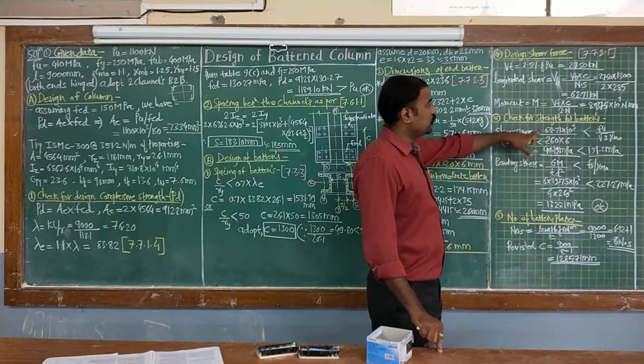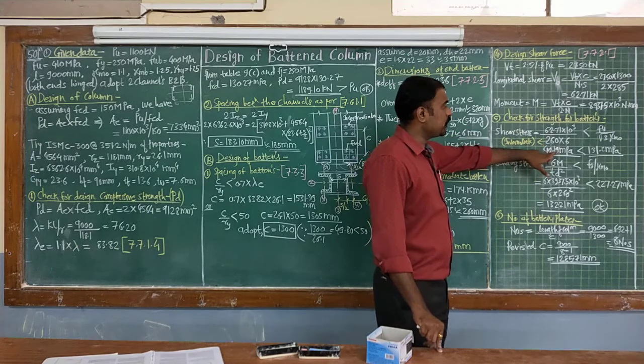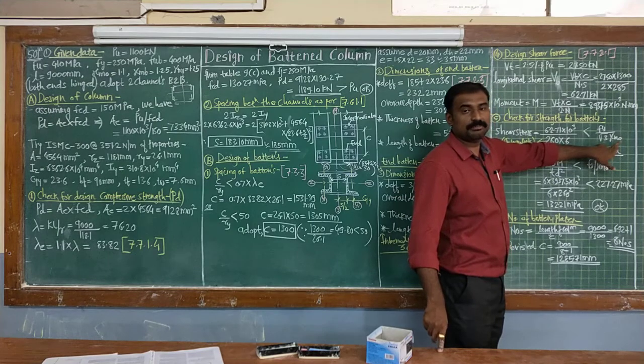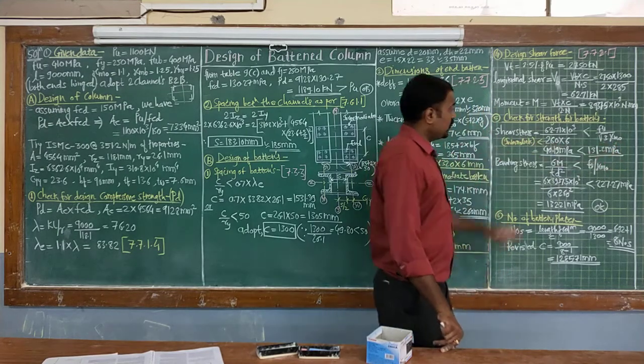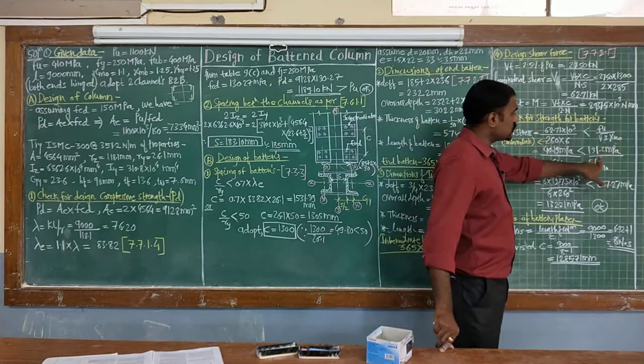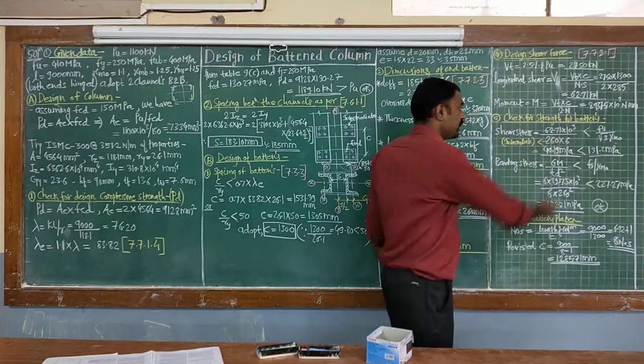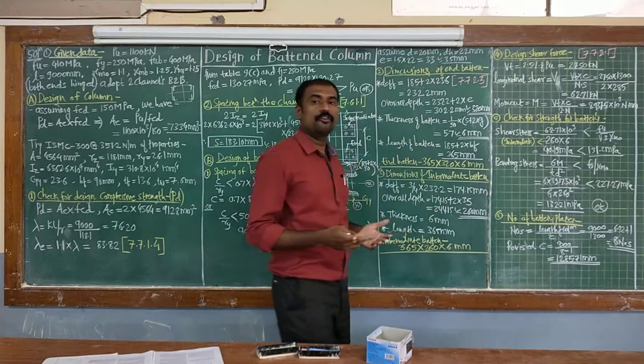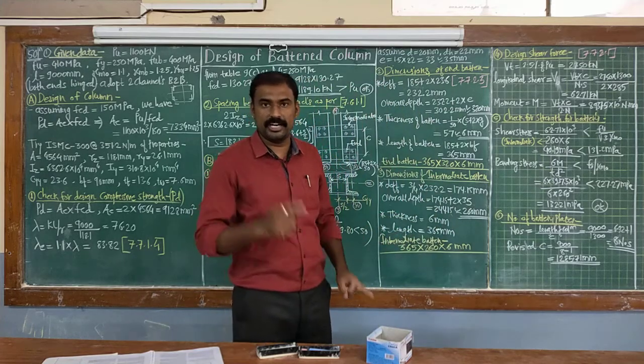So shear stress is equal to force divided by area, and that value is 14.19 MPa, which should be less than Fy divided by root of 3 into gamma m0. So this is the maximum shear stress in the member. Fy divided by root of 3 into gamma m0 is 131.2 MPa. Our value is within the range, that is 14.19. So it is safe for shear stress for intermediate as well as your end batten.